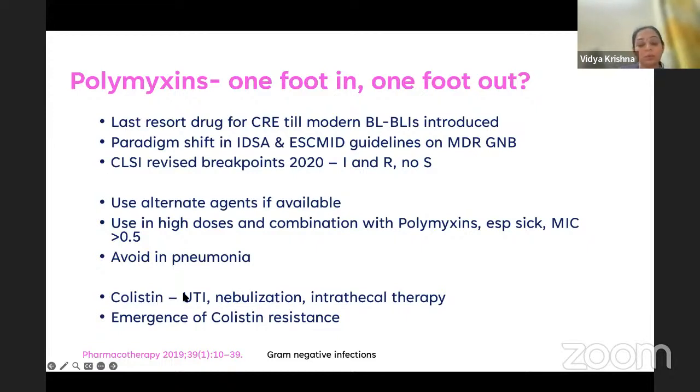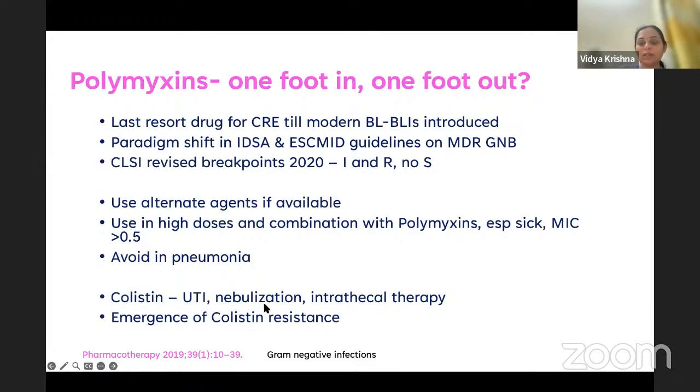Between the two, colistin is what you would use in UTI, for reasons that I said earlier. And routine colistin nebulization for all patients in the ICU who have an MDR bug is a very bad practice because it can breed resistance to colistin. As I said, there is a big problem with emergence of colistin resistance that we are seeing in India. So we have to be careful that we don't abuse colistin nebulization.